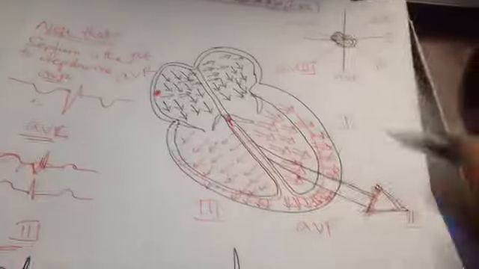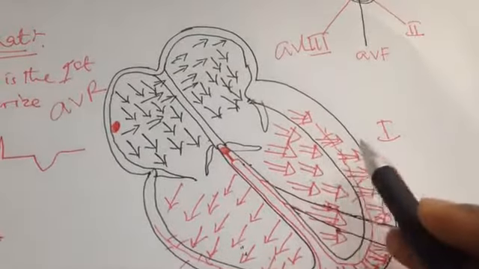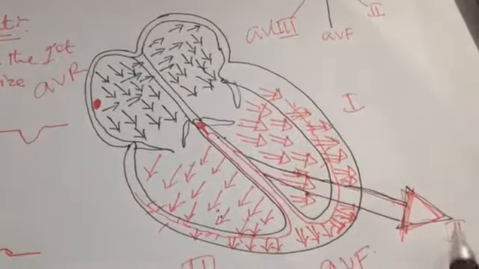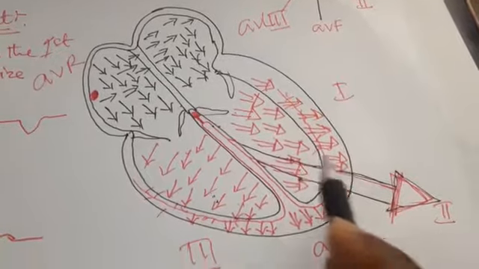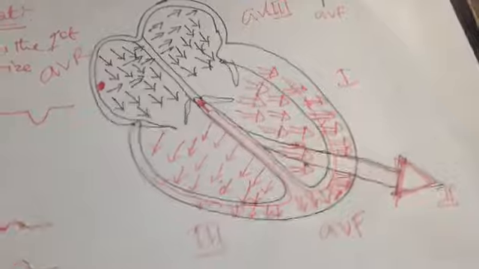So now we are going to see lead 1 and then aVF. For lead 1, definitely the impulses are going toward lead 1, as we are seeing, but not as strongly as lead 2, because the cardiac axis is pointing directly to lead 2. So definitely it's going to be a bit taller than this, but shorter than this and this.